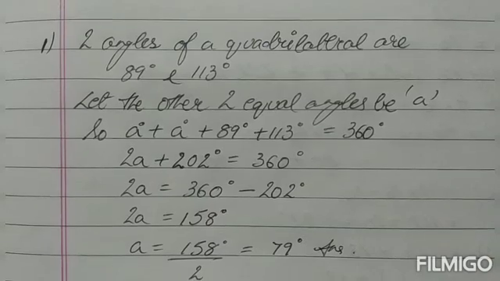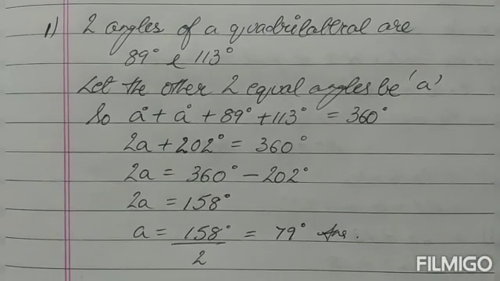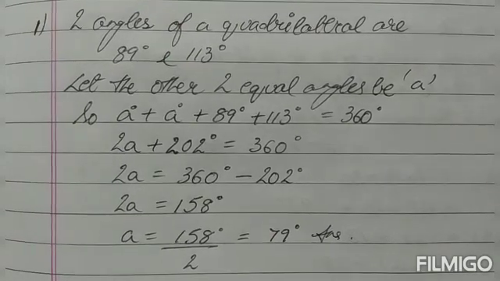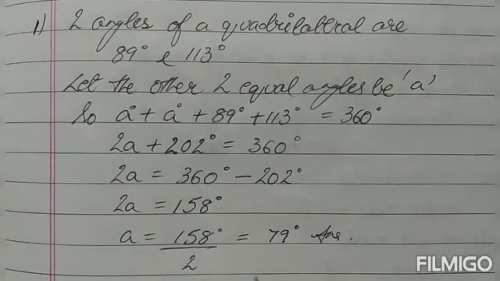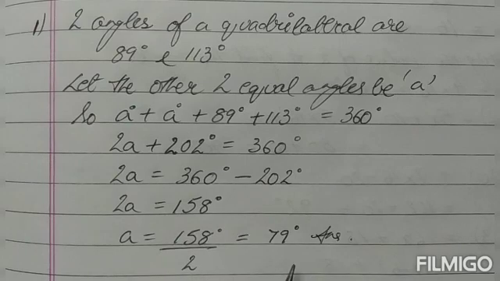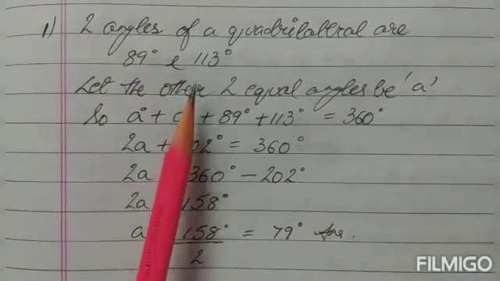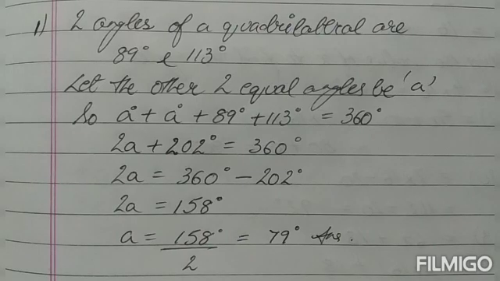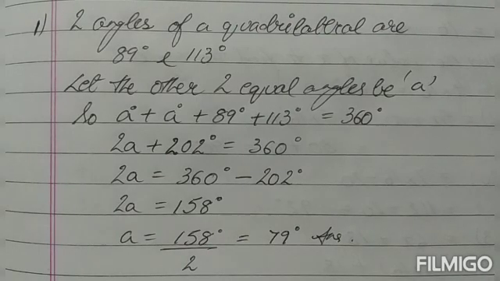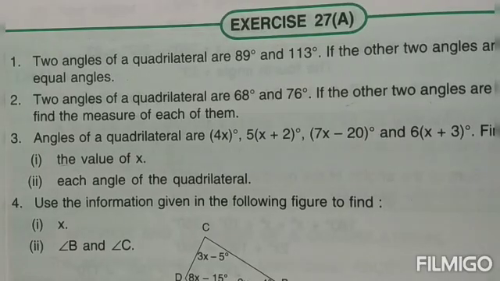You subtract: 2A is equal to 158. A is equal to 158 divided by 2. That is 79 degrees each. That means the two equal angles are 79 degrees each. Now in case you want to check your answer, children, you can add up 79 plus 79 plus 89 plus 113 and see whether the answer is coming 360 or not. So this is how you do question number 1.